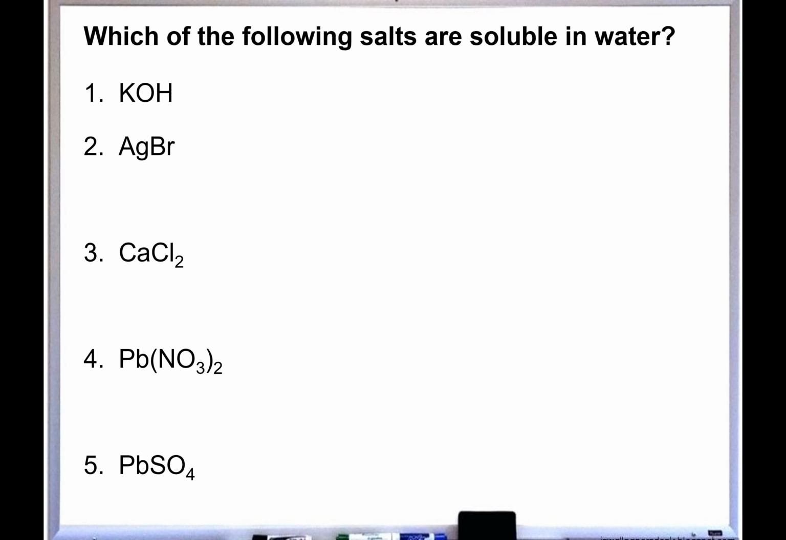So here's a list of 5 ionic compounds. What I'd like for you to do is pause the video and, using the rules I just showed you, go through these and see if you can decide whether they're soluble or insoluble. I'll give you a few minutes.